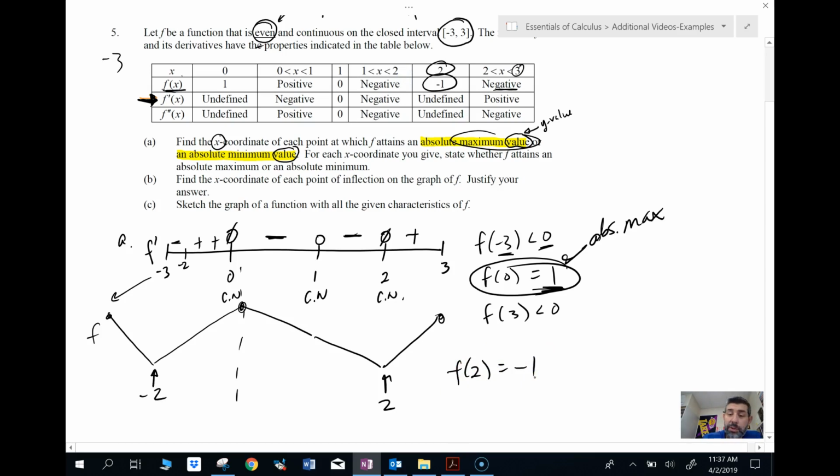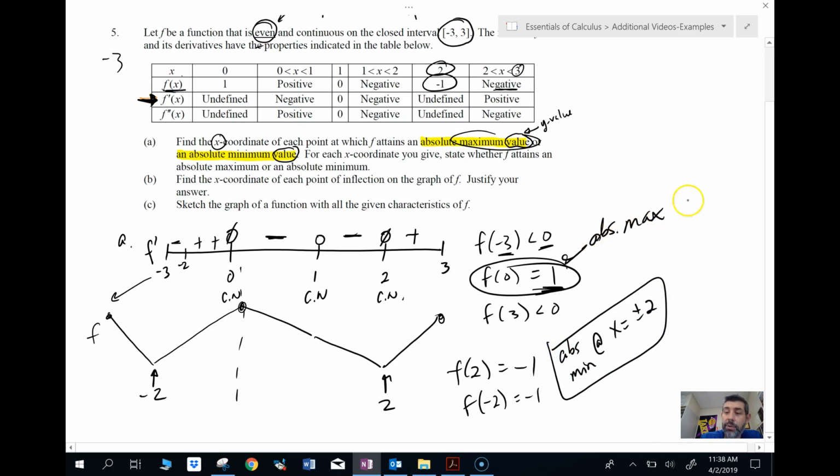And since this is symmetric, f of -2 is also -1. So the absolute minimum is at x equals both of them, plus or minus 2. The absolute, I'm going to have to say it, hold on. Your answer right here should be absolute max at x equals 0. You want to make sure that you say that, because it's asking for the x coordinate.